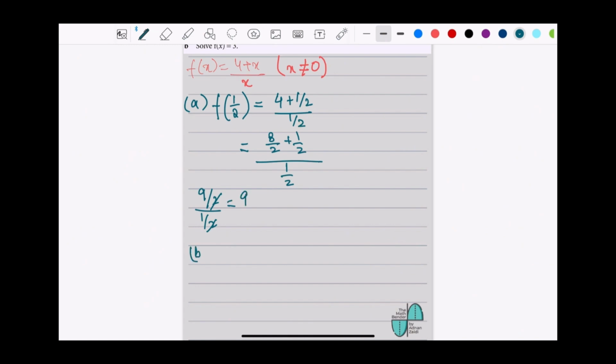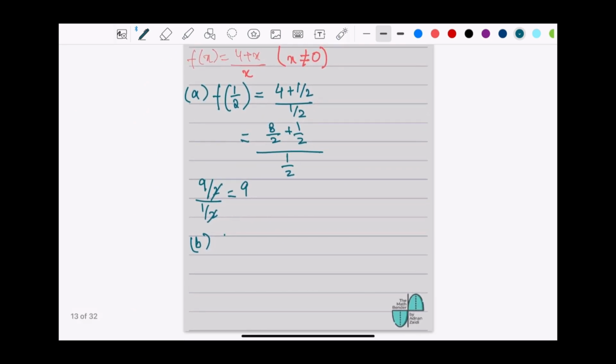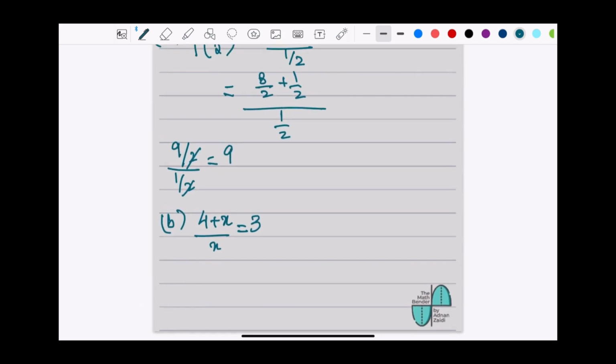For part B, f of x is equal to 3. So 4 plus x over x is equal to 3, replacing f of x with 3. And 4 plus x is equal to 3x. And 4 is equal to 3x minus x. And 4 is equal to 2x, which gives you x is equal to 2.